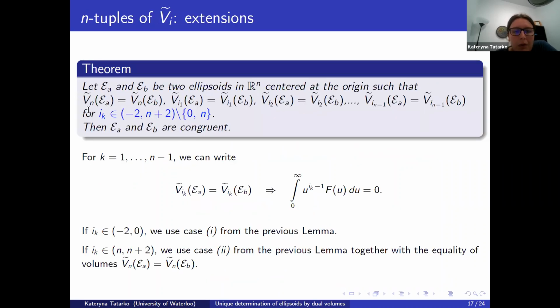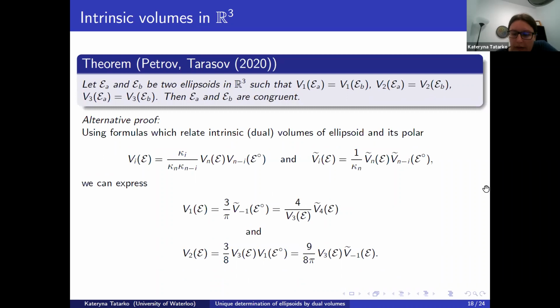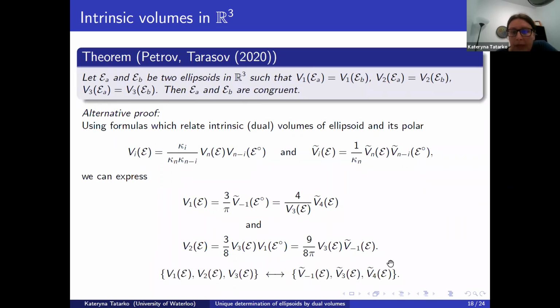So we have equality of volumes and two other dual volumes, where the indices are taken from the interval between -2 and 5. In our case, these are dual volumes with indices -1 and 4. So by the previous theorem, we know that such a triple of dual volumes determines the ellipsoid uniquely. So the nice thing is that in R3 there is this nice relation between the intrinsic volumes of ellipsoids and dual volumes of ellipsoids. But unfortunately, when we go to higher dimensions, there is no such nice correspondence between classical intrinsic volumes and dual volumes.